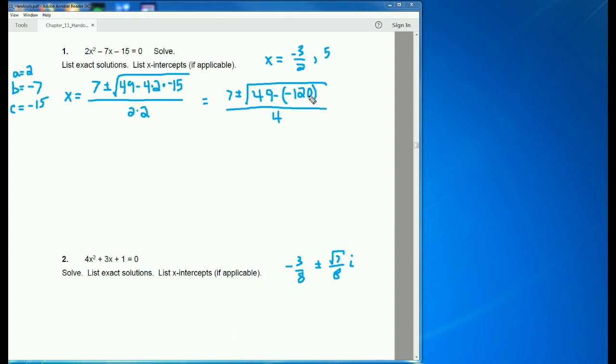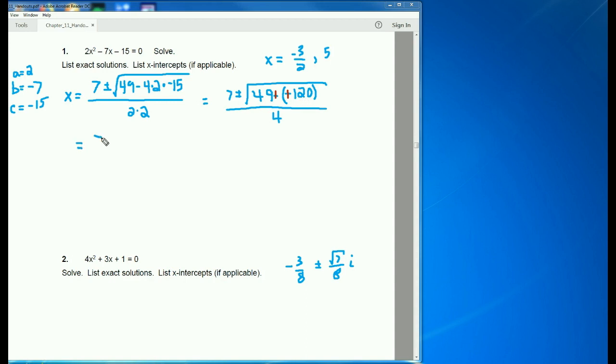So this is the most common mistake that I see people make, because you're doing b squared minus, and then in this case, when we do 4 times a times c, that is a negative quantity. So we're doing minus a minus, which then, of course, turns into a plus. Okay? So it's actually going to be 49 plus 120 underneath the radical.